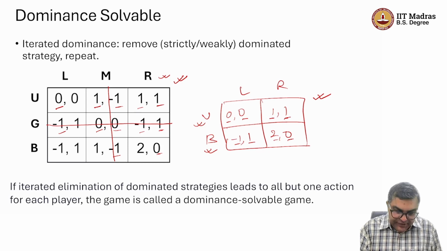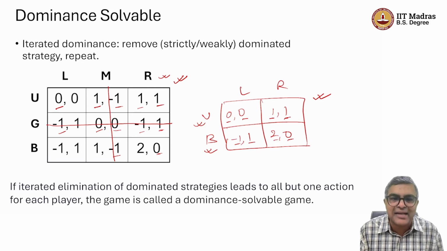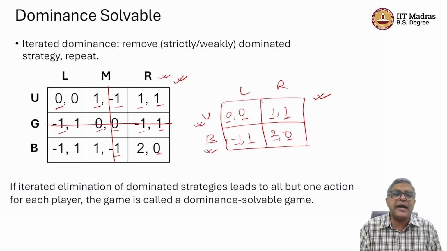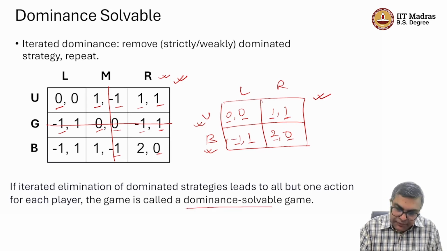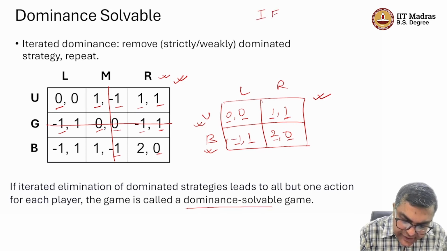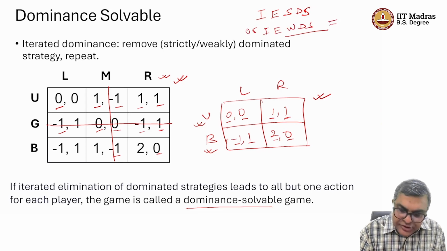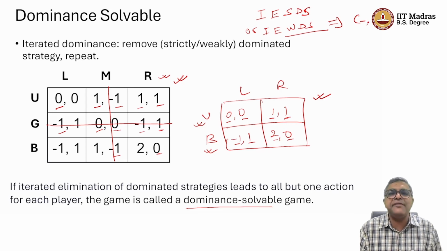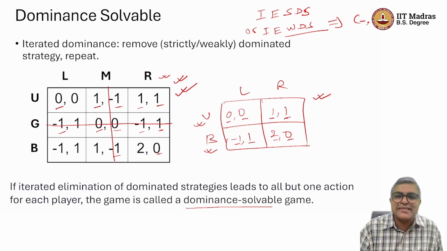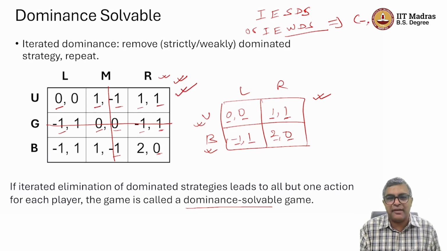So we say, if iterated elimination of dominated strategies or iterated elimination of dominated actions lead to all but one action for each player, then the game is called dominance solvable game. If we use iterated elimination of strictly dominated strategies or iterated elimination of weakly dominated strategies, and it leads to one action each for all the players, so basically we get the outcome, then we call the game dominance solvable. Clearly this game is not dominance solvable.